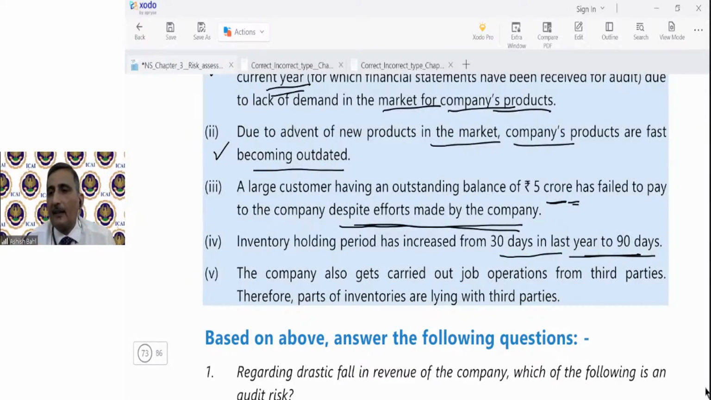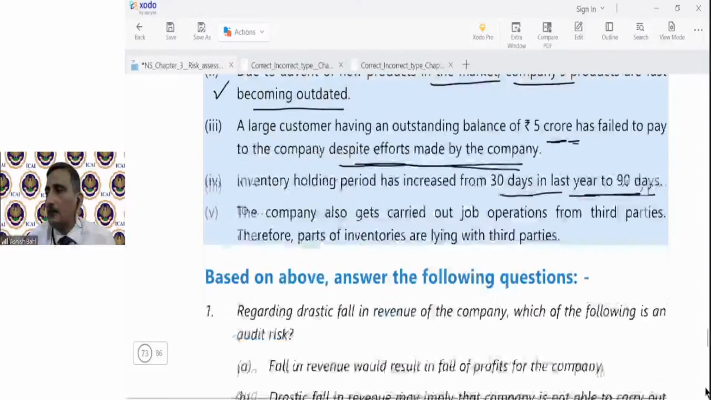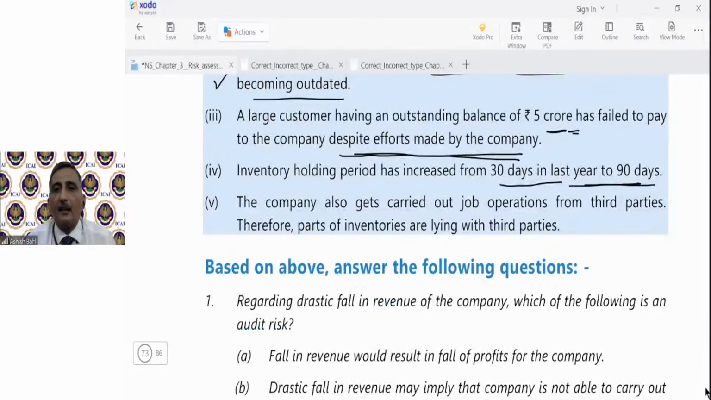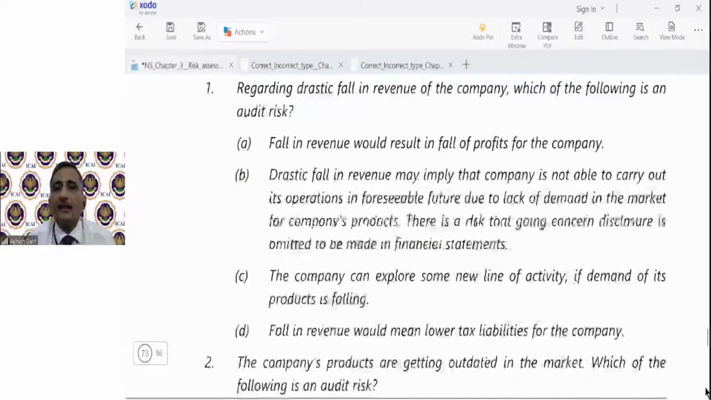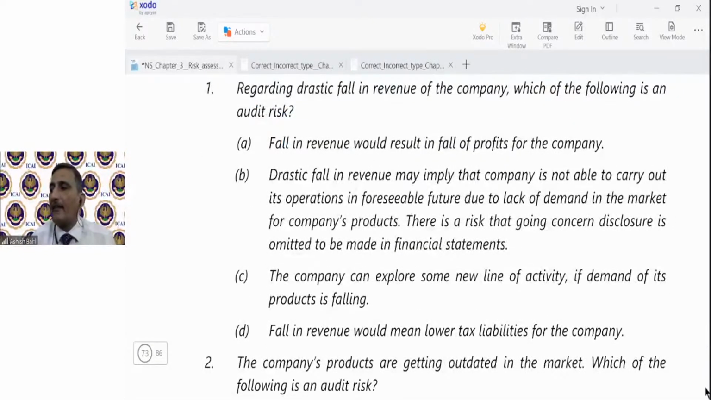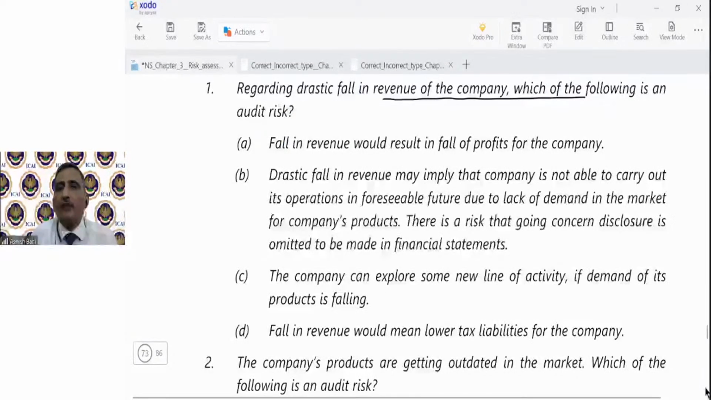Okay, students. So, sir has also explained to you by giving a separate industry example. So, probably you now understand correctly the meaning of job work. So, now we see the question, students. Regarding the first question, regarding drastic fall in revenue of the company, which of the following is an audit risk?